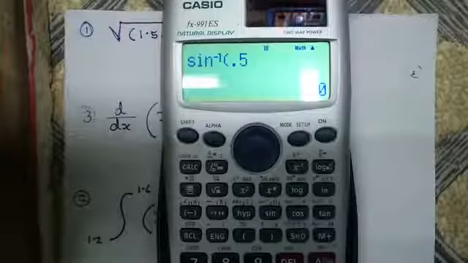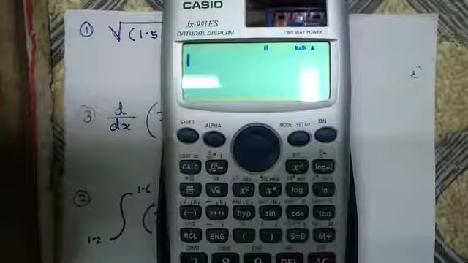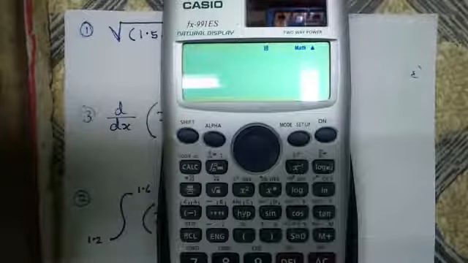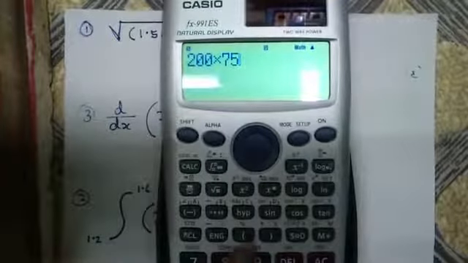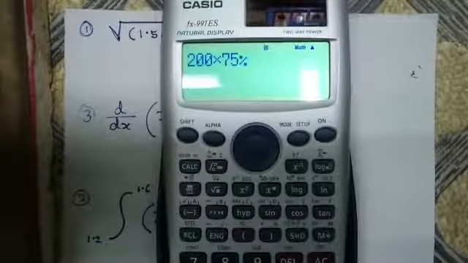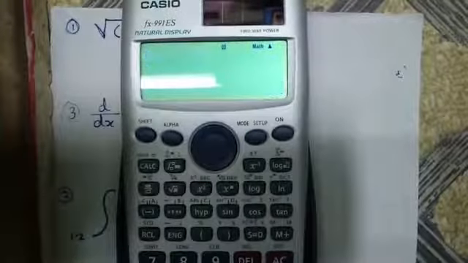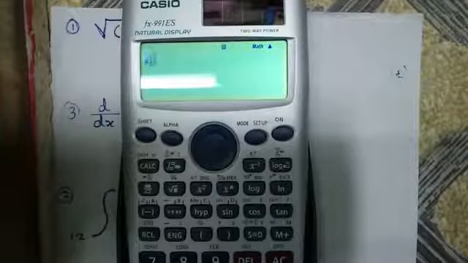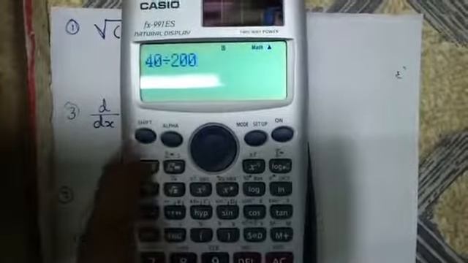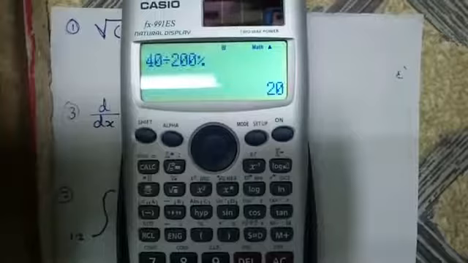Fourth feature is percentage calculation. Suppose I want to know what is 75% of 200. It must be 150. Check that out. 200 into 75 using shift and left parenthesis for percentage is 150. We want to know what percent of 200 is 40. 40 divided by 200 using shift and percentage is 20%.